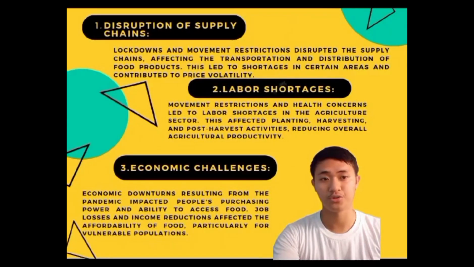First is the disruption of supply chains. Lockdowns and movement restrictions disrupted the supply chains and affected the transportation and distribution of food products, which led to shortages in certain areas and contributed to price volatility. Second is labor shortages. Movement restrictions and health concerns led to labor shortages in the agricultural sector. This affected planting, harvesting, and post-harvesting activities, reducing overall agricultural productivity.